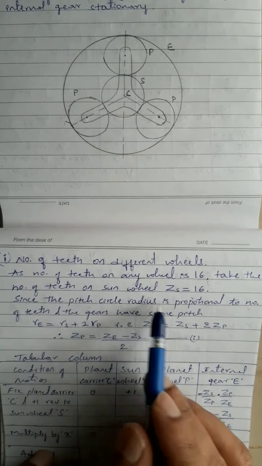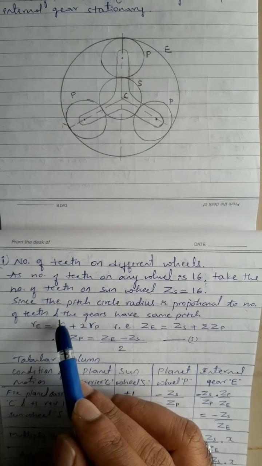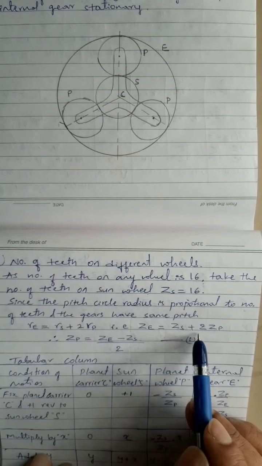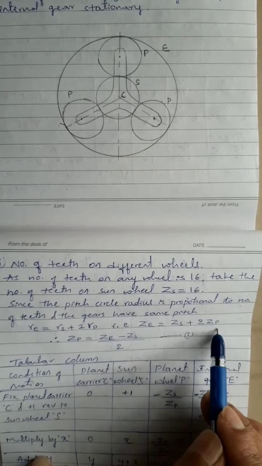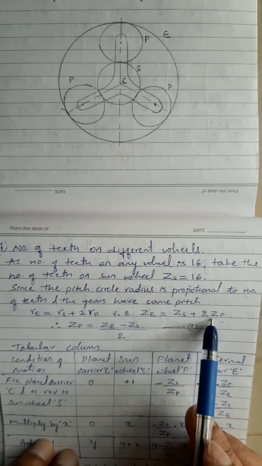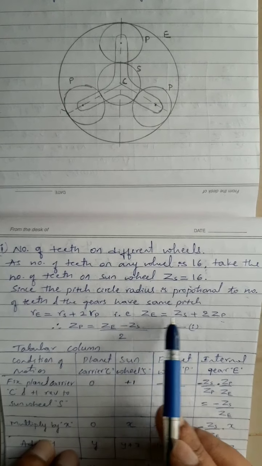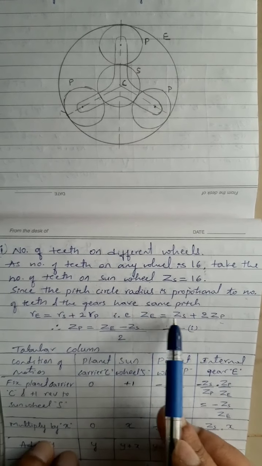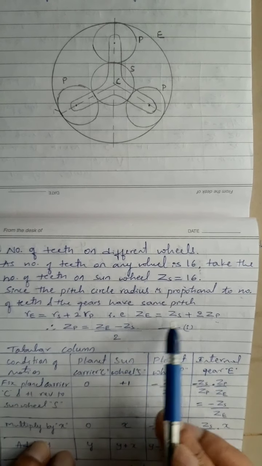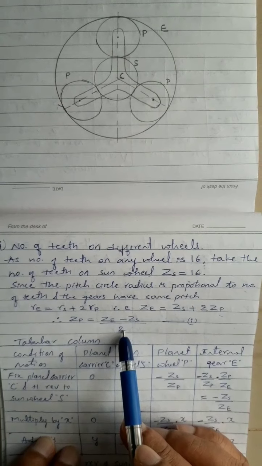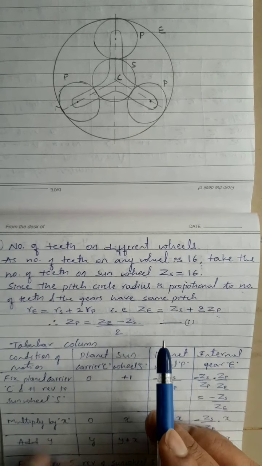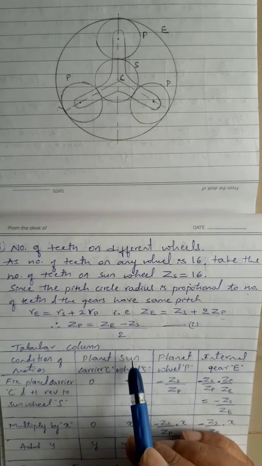Since the pitch circle radius is proportional to the number of teeth, we can write this as ZE is equal to ZS plus 2 times ZP. Therefore, this equation can be written for ZP as ZP is equal to ZE minus ZS, divided by 2, bringing ZS to this side gets a negative sign. So let us call this equation number 1. Next we will see the tabular column procedure.